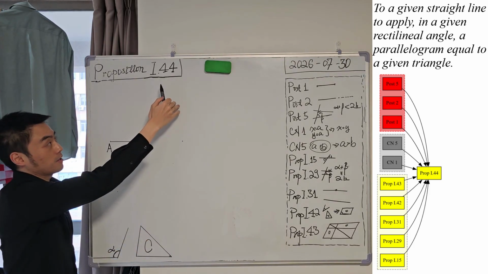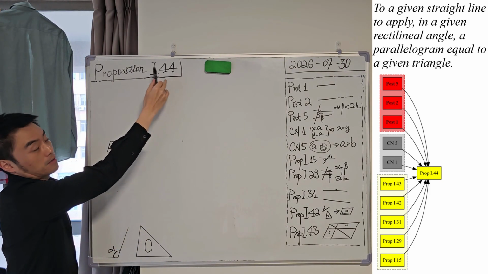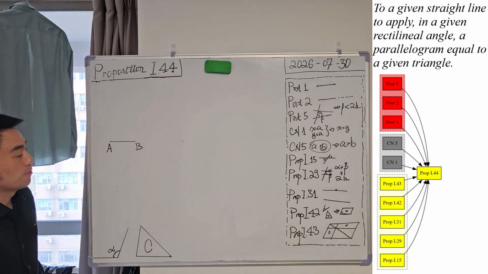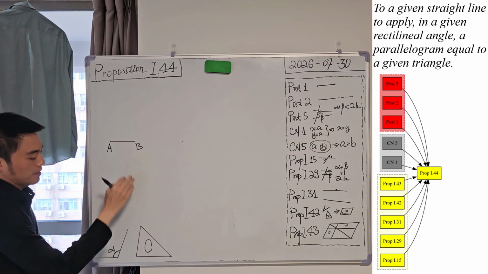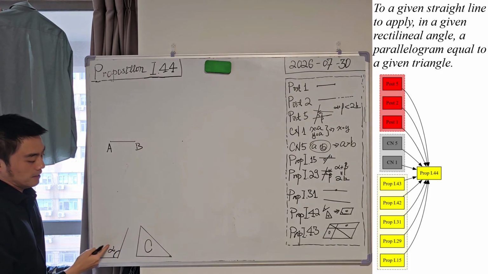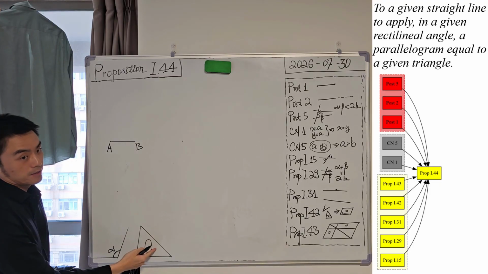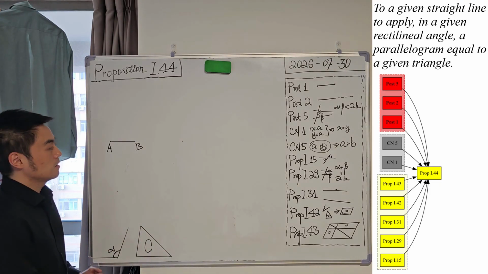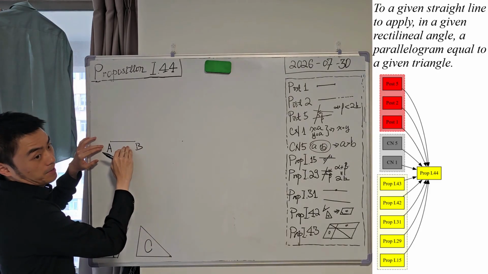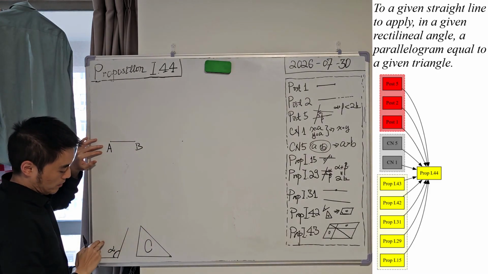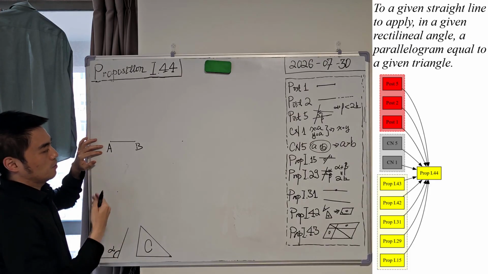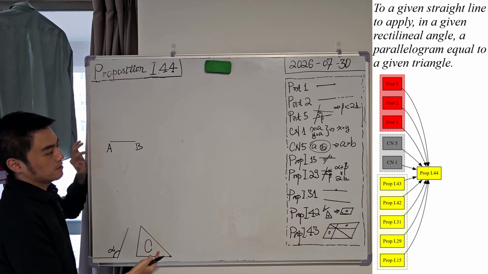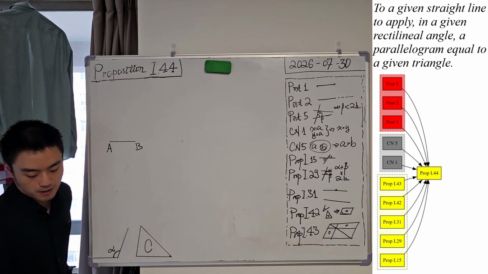In this video, we're going to talk about proposition 44 from book 1. This proposition declares that if we are given a straight line AB and a rectilineal angle alpha and a triangle C, then we are able to construct a parallelogram on AB and in rectilineal angle alpha with the same area as triangle C. Okay, so let's construct this parallelogram.